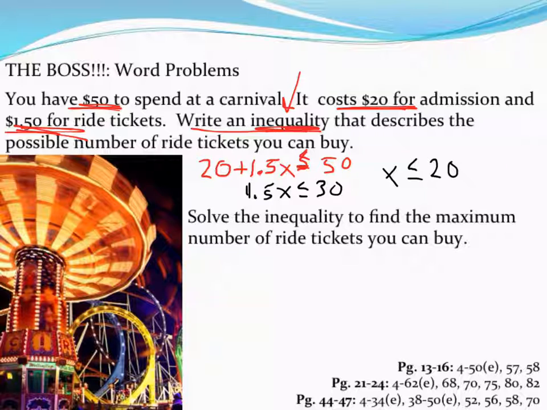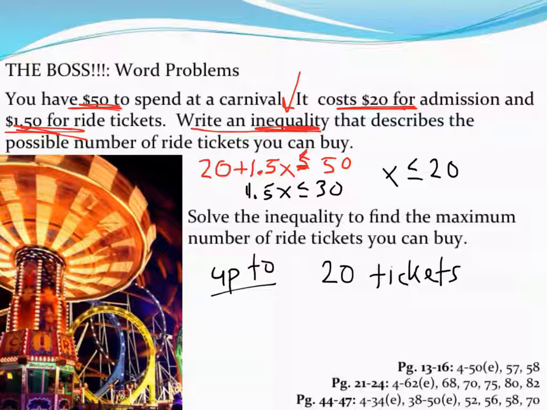I have people tell me that the answer means that we can buy 20 tickets. And I usually get a little bit picky and I say, well, that's not quite what the problem means. We don't have to buy 20 tickets. Instead, the way a lot of people word this is they say that we could buy up to 20 tickets. Because remember, we're working with an inequality up here.